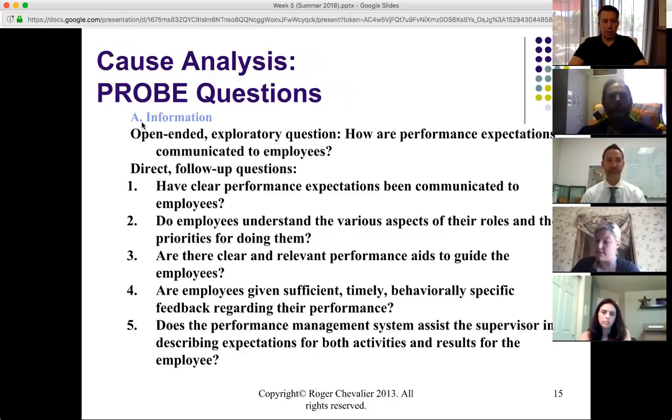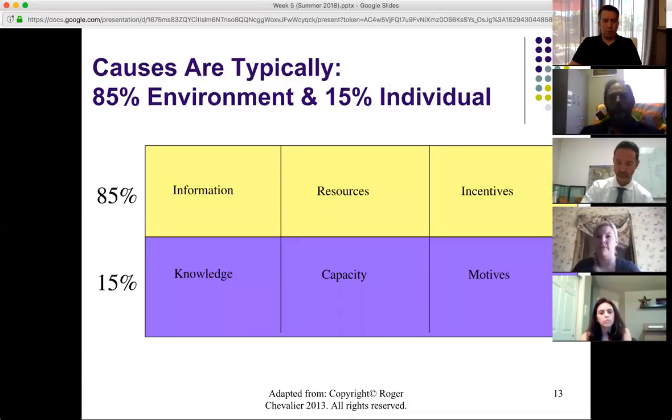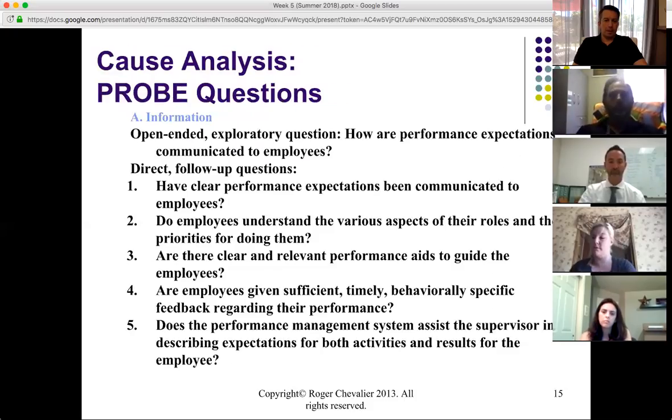Now, I will say, I didn't say this yet, but you want questions for all 6 boxes to make sure that your solution is systemic. You've covered all the possible areas for a performance problem. So you start with information. You have questions for resources, incentives, knowledge and skills, capacity, and motives. So this is one for information.